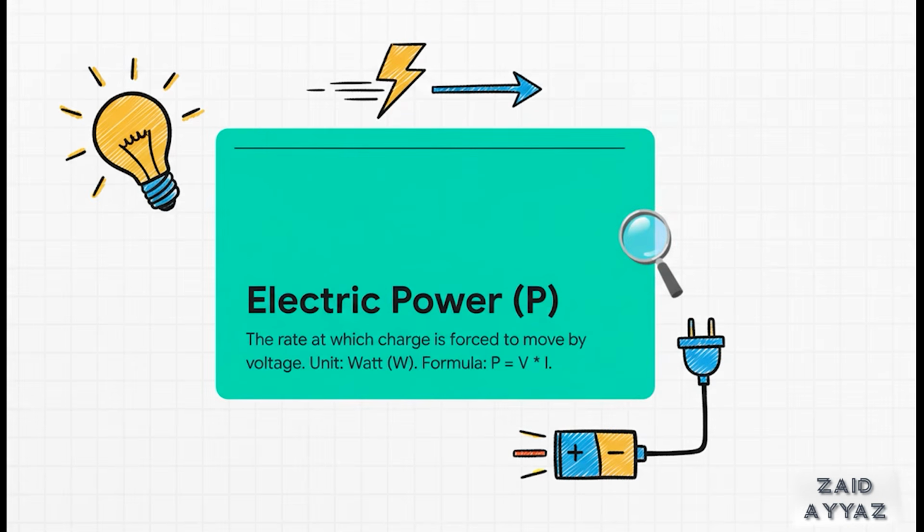And finally, how do we measure all this work being done? That's where power comes in. We calculate it by multiplying voltage times current, and it tells us how fast energy is being used. The unit is the watt, so when you see a 100-watt light bulb, it's not just brighter, it's a measure of it consuming energy way faster than a 60-watt bulb.